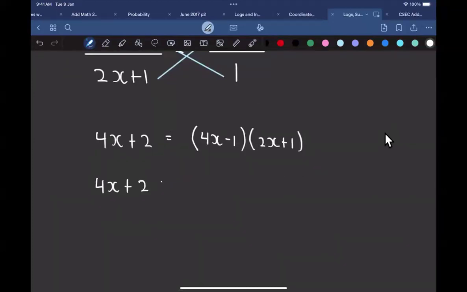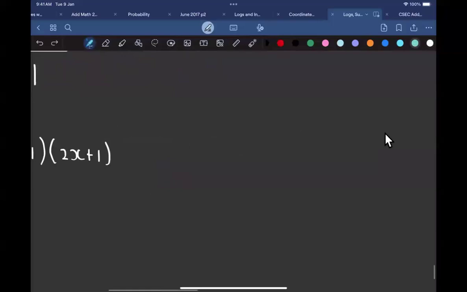And now we had to do what with these two? Anytime you have two brackets, what to do? You don't cross multiply, but you just sing it by each other. I don't like that phrase. I will say, yeah, sing it by each other.